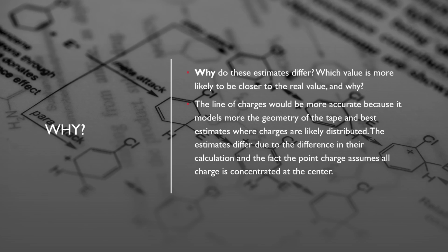And then, how do these estimates differ? Why do you think it's closer? Because the line charge more accurately depicts what the tape is actually doing. When we estimate it as a point charge, we're not accounting for the charges being distributed evenly, and also they're derived in completely different ways. The point charge equation is completely different from the line charge equation. So that's why they differ.